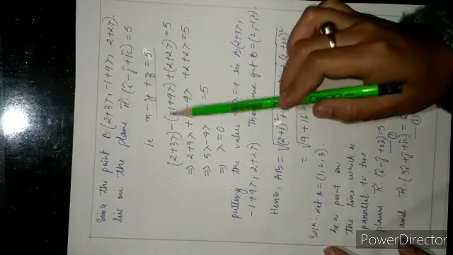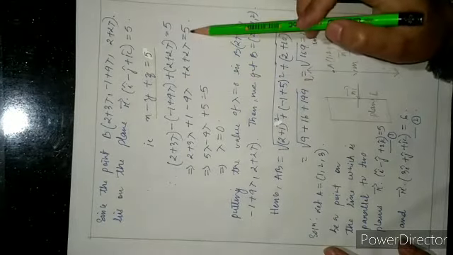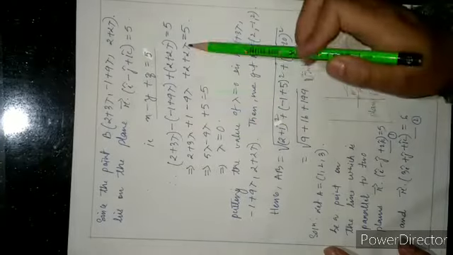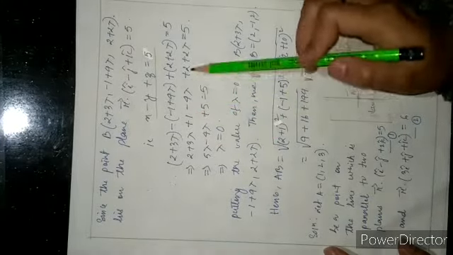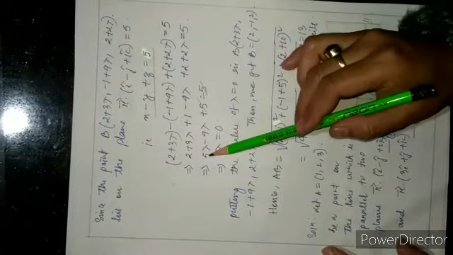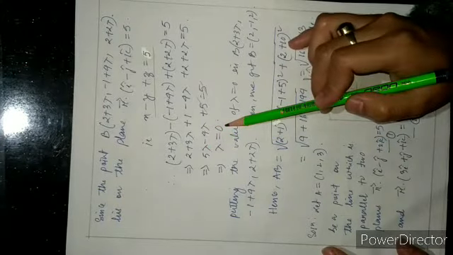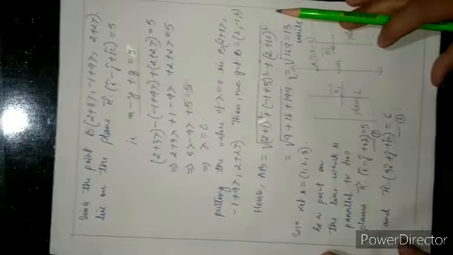2 plus 3 lambda, plus 1 minus 4 lambda, plus 2 plus 2 lambda is equal to 5. 3 lambda plus 2 lambda is 5 lambda, minus 4 lambda; 2 plus 1 plus 2 is 5, so 5 cancels with 5, and 5 lambda minus 4 lambda is equal to lambda. By solving this equation we get the value of lambda equal to 0.